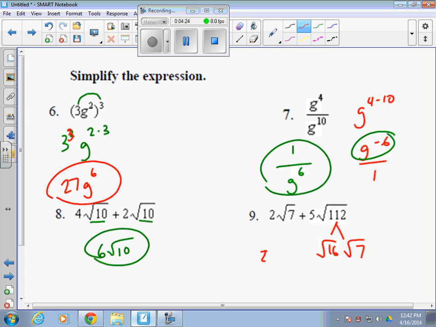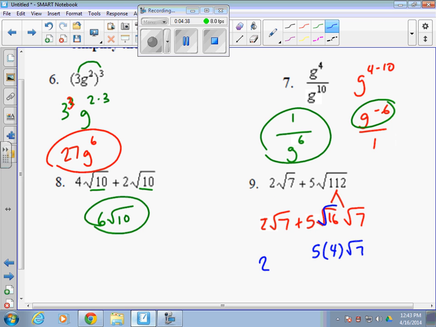2 times the square root of 7 plus 5 times the square root of 16. We know the square root of 16 is a perfect one. What times itself is 16 is the number 4. So you have 5 times 4 times the square root of 7 plus 2 times the square root of 7. So when you multiply 5 and 4, you get 20 square root of 7 plus 2 square root of 7.